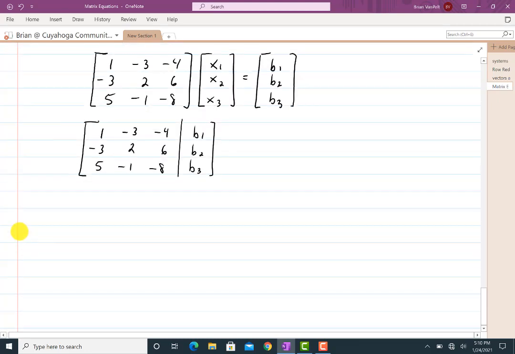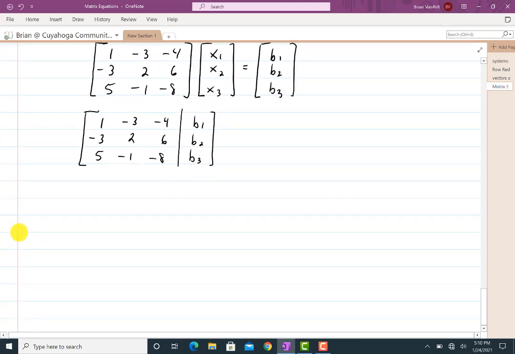And let's see what happens. So we want to show that we don't always have an answer. That means we've got to show something weird about the B's in the end. Well, let's see what happens then. Let me go ahead and wipe out the -3 and the 5 that occur in the first column. So I'll do 3R1 plus R2. Let me do that first.